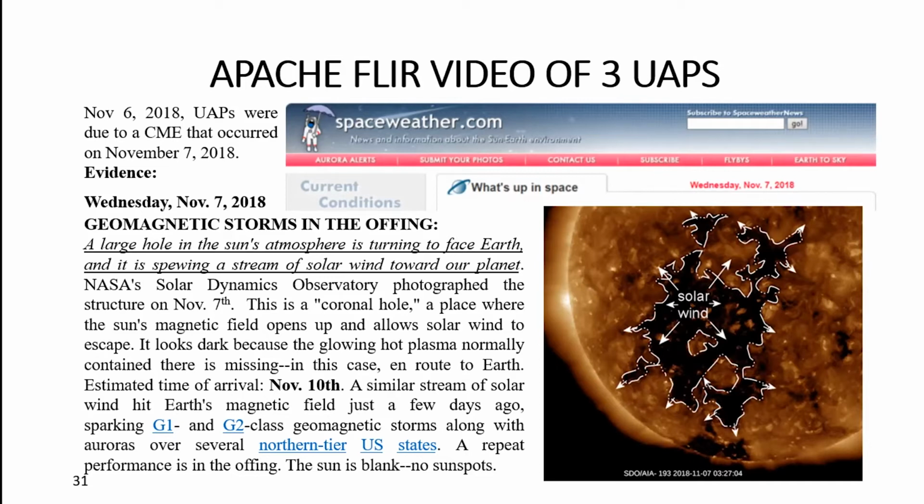A similar stream of solar wind hit Earth's magnetic field just a few days ago, sparking G1 and G2 geomagnetic storms along with auroras over several northern tier US states. A repeat performance isn't often. The sun, however, is blank. There's no sunspots.